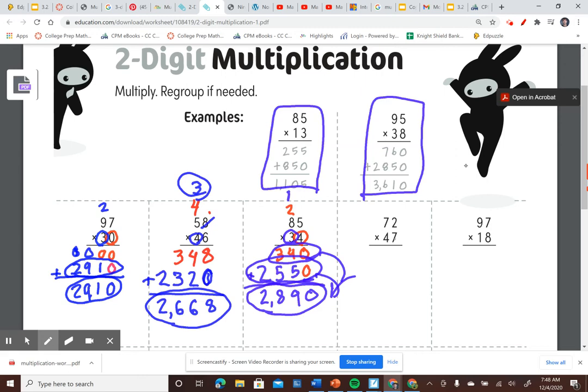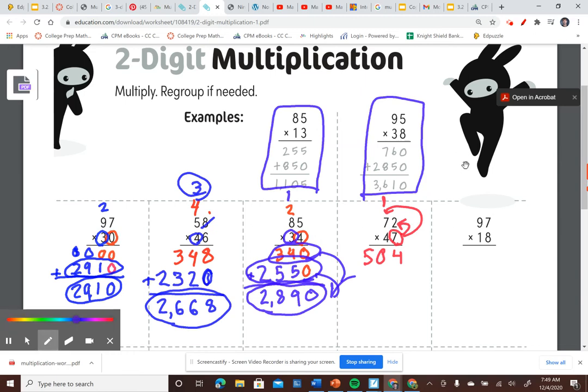We'll do one more problem together. So here we're doing 47 times 72. We're going to start with the 7. We're going to do 7 times 2 first, and then we're going to do 7 times 7. So 7 times 2 is 14. Put the 4 down in the ones place, carry my 1 to my 10. So 7 times 7 is 49, plus my 1. That's going to give me 50. So we have 504 when we do 7 times 72.